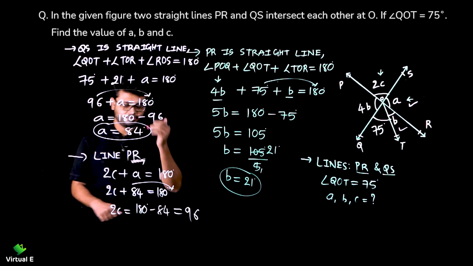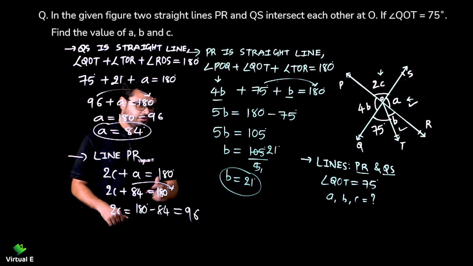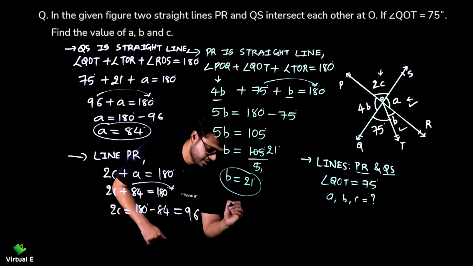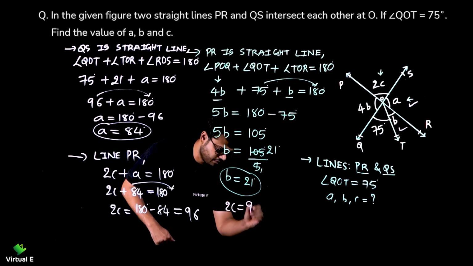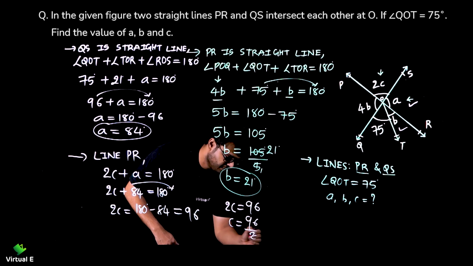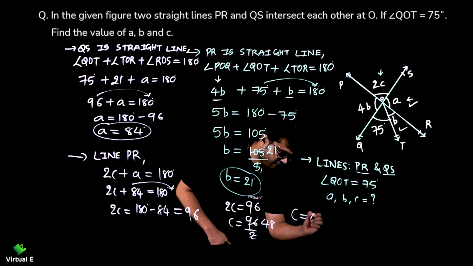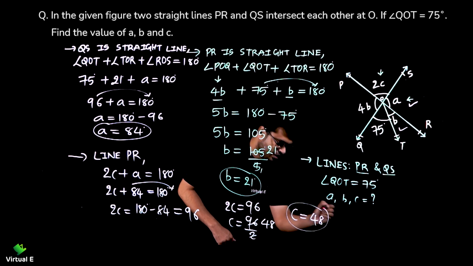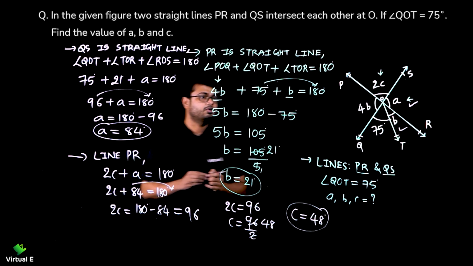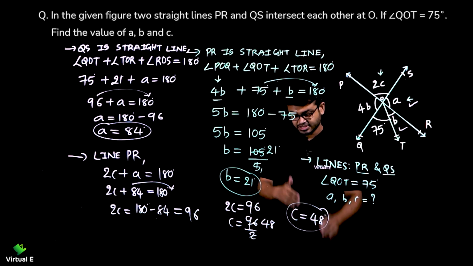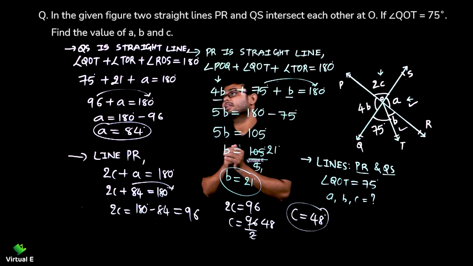We just did that over here, right? So what's the value of C? 2C is equal to 96. So C is equal to 96 by 2, that's 48. So the value of C is 48 degrees. Value of A is what? Here 84. Value of B is what? 21. And value of C is what? 48. So this is how we get the values.